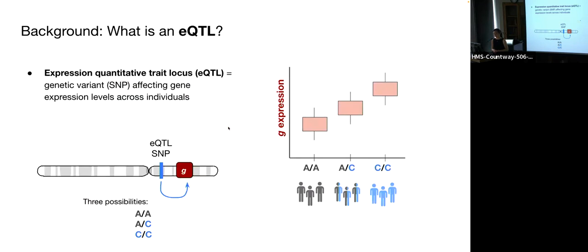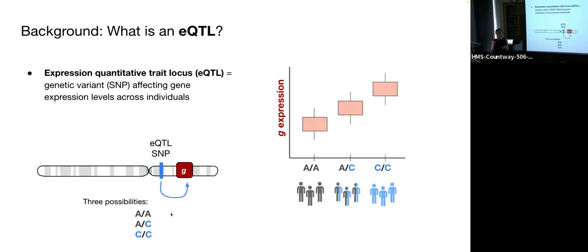So this brings me to the concept of an eQTL, or expression quantitative trait locus, which is another name for these kinds of regulatory effects. So an eQTL is basically a genetic variant, like a SNP, that controls or is associated with the expression of a nearby gene. Here we have a blue eQTL SNP that is associated with the levels of gene G. And so you can have across the population three different possibilities for the SNP.